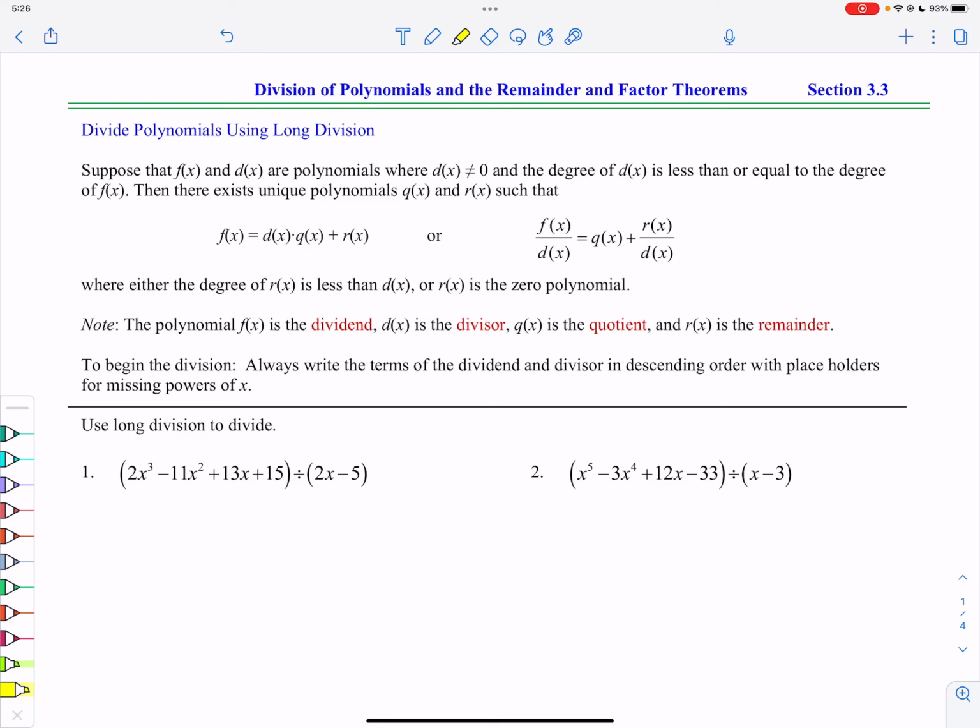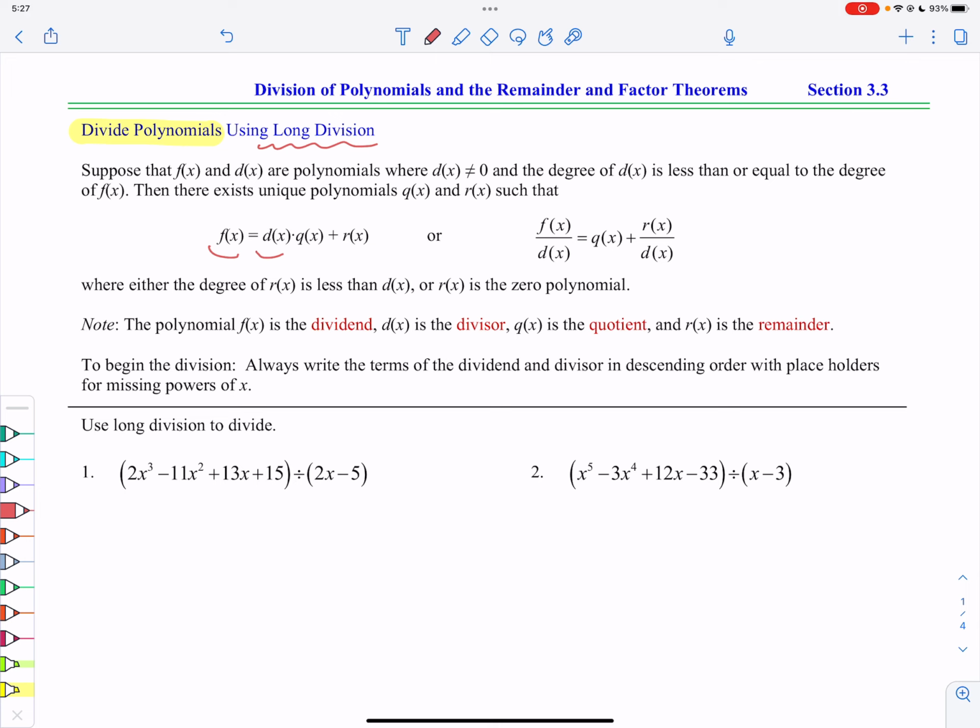This is section 3.3, division of polynomials and the remainder and factor theorems. We're going to begin by dividing polynomials, and we are going to be using long division. So we have polynomials f of x and d of x, and d of x cannot be equal to 0. And the degree of d of x is less than or equal to the degree of f of x.